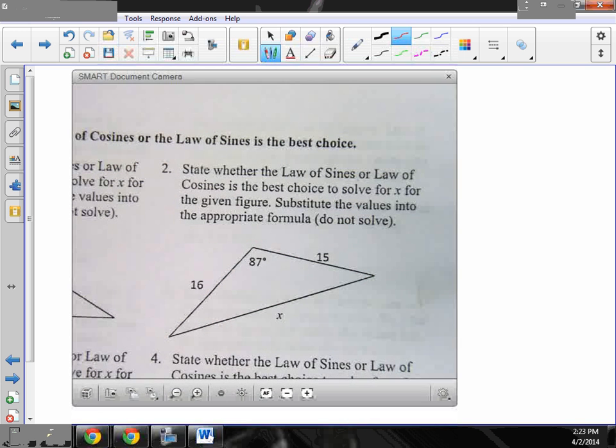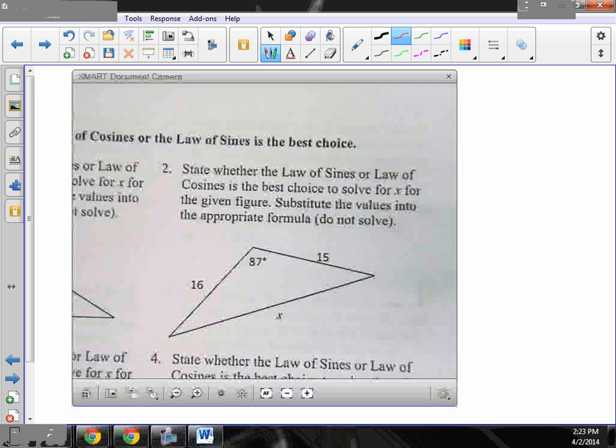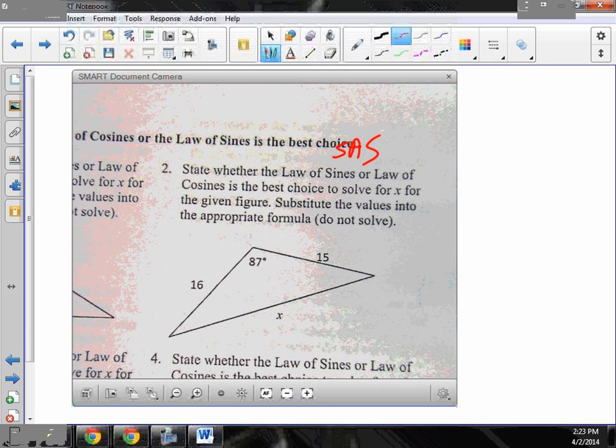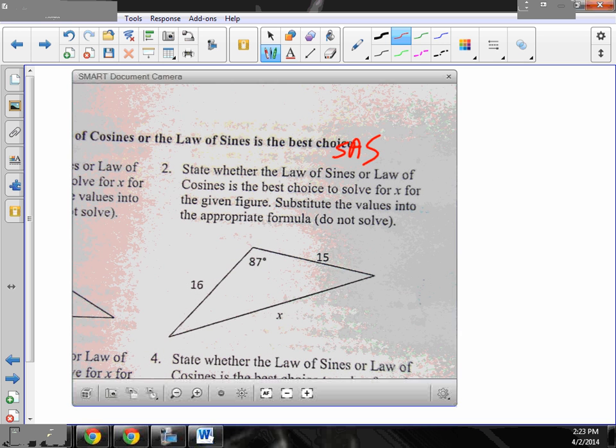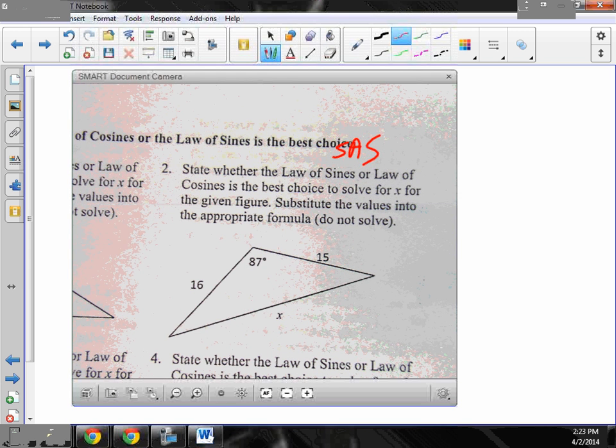state whether the law of sines or law of cosines is the best choice. Well, I have side, angle, side. So do I want to use law of cosines or law of sines? Why cosines? Well, yeah, you're right. Yes, I agree. It's not the answer I was looking for, but I agree. Why is cosines better than sines?